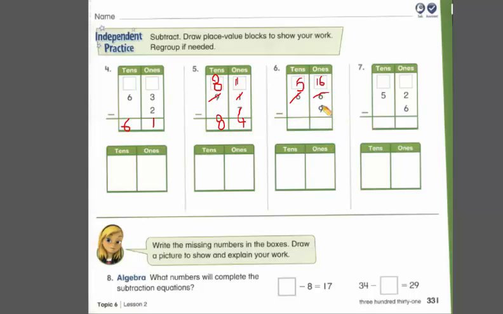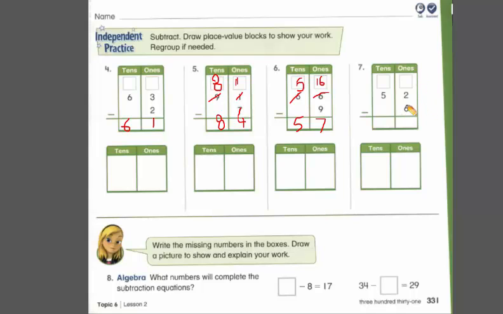16 minus 9. Now I have enough ones to subtract 9? Yes. 16 minus 9 equals how many? 16 minus 9 equals 7. 7. And then here I have 5. No tens.